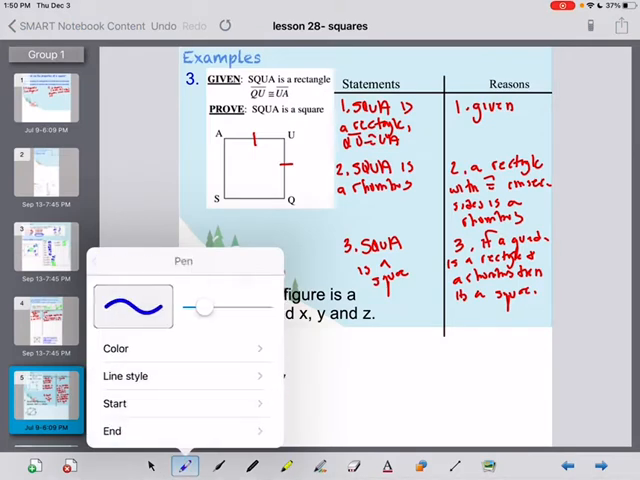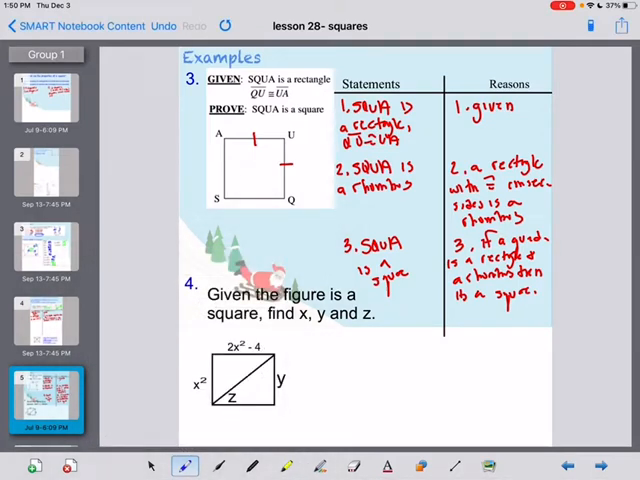See if you can find X, Y, and Z. I'm going to have you pause and see what you can figure out. So again, because it's a square, we know all 4 sides are congruent. So that's going to be our first step to finding X. I'm actually going to set the consecutive sides congruent, because with the opposite sides I'd have 2 variables and it wouldn't help me very much. So I'm going to set x squared equal to 2x squared minus 4.